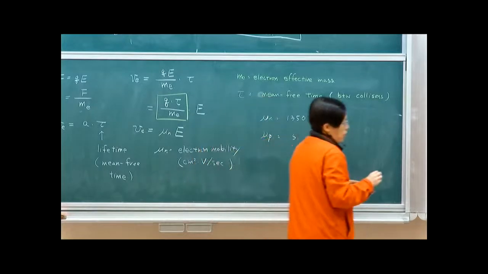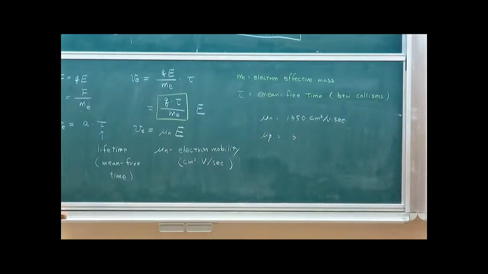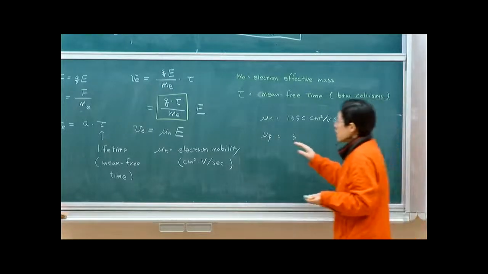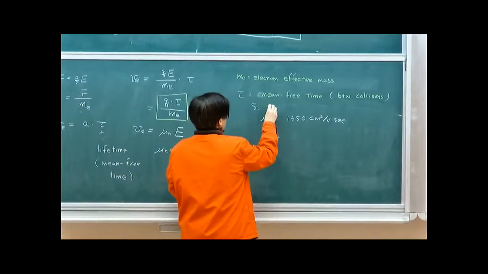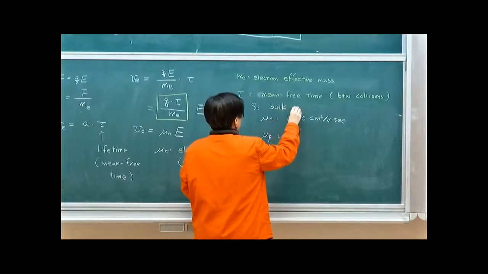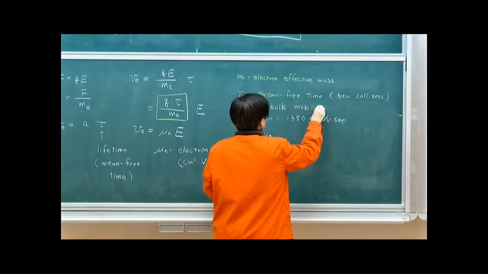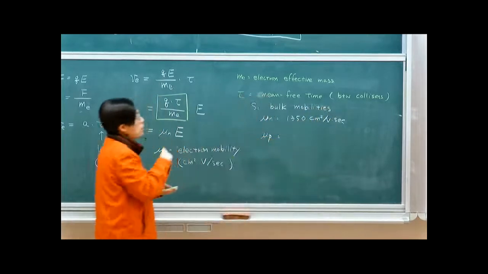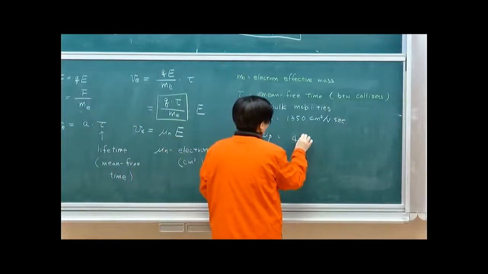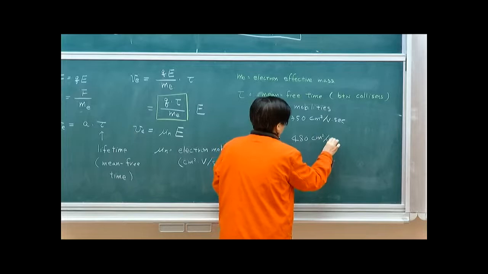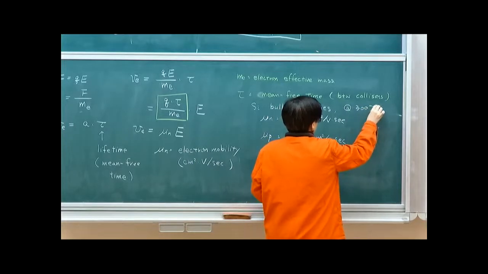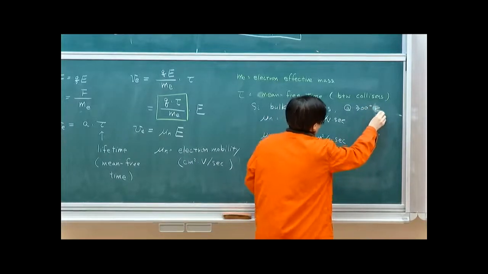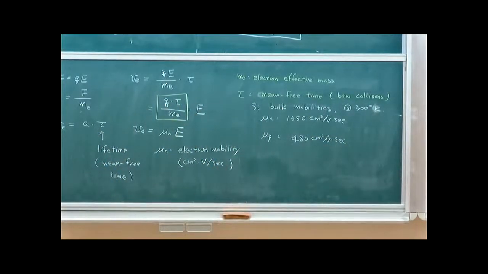This is about 480. About 500, but if you look it up, this is for silicon. This is typically referred to as silicon bulk mobility for electrons and holes. So this is about 480, and you will see that this is typically set at room temperature, about 300 degrees K.